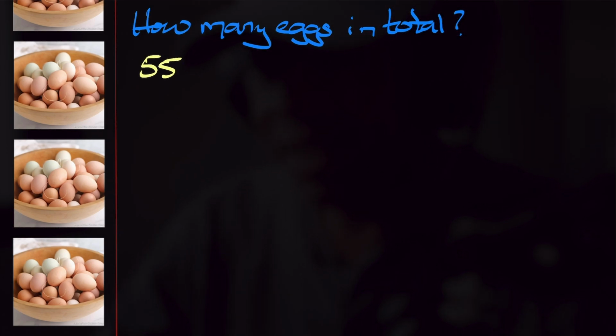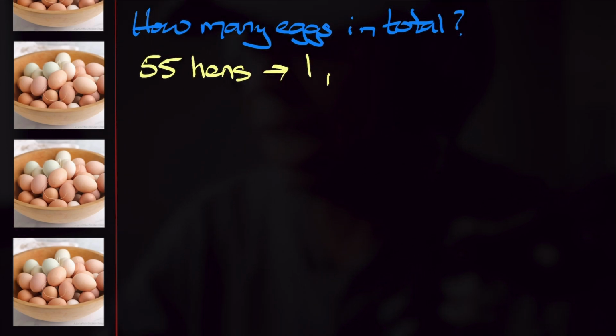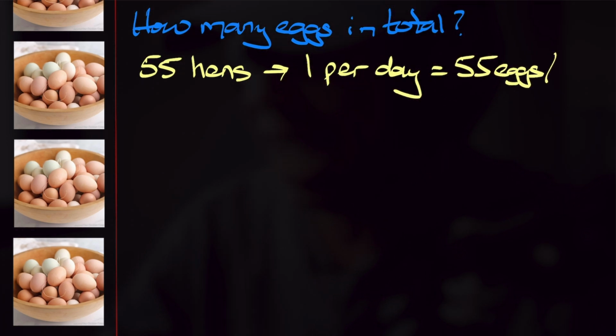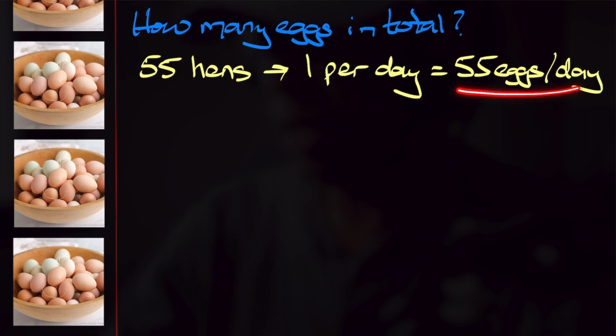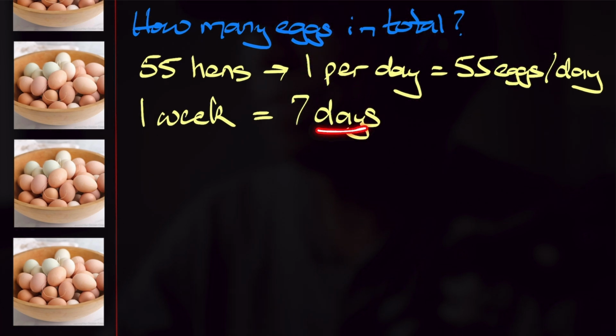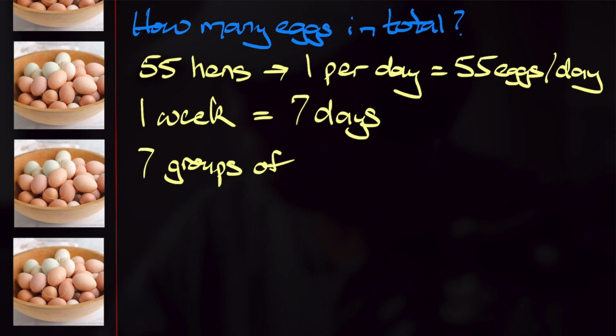The first thing that we have to find out is how many eggs did those very agreeable hens lay in 1 week? We had 55 hens, each hen laying 1 egg per day. That's a lot to ask. That's 55 eggs in 1 day. The question stated how much money did he make in a week? 7 days. At 55 eggs per day makes me think of 7 groups of 55. 7 times 55, in fact.